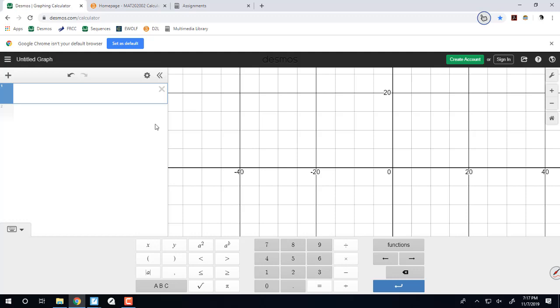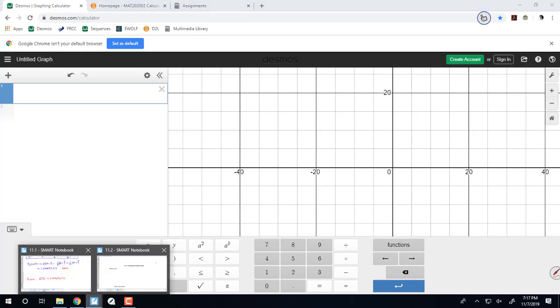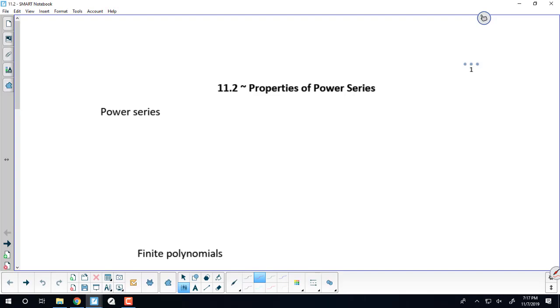All right. So then what we'll see in the next section, 11.2, is we'll actually start looking at power series and properties of power series. And then in 11.3 we'll take what we did in 11.2 and 11.1 and put that together so we can start looking at functions.